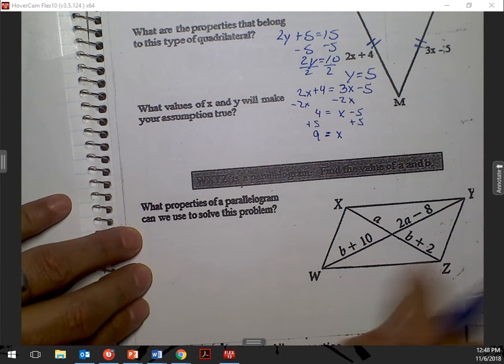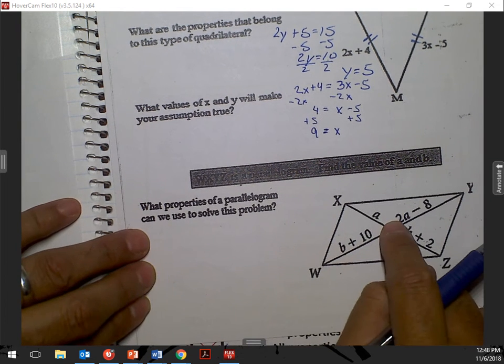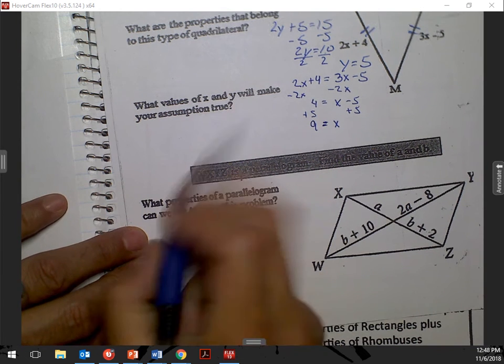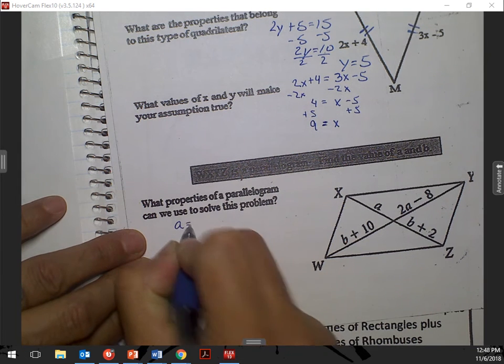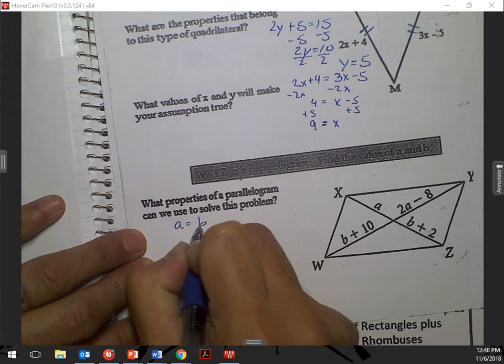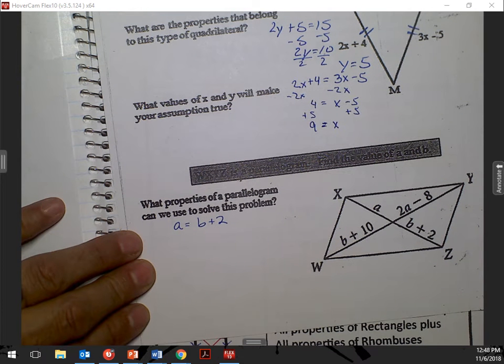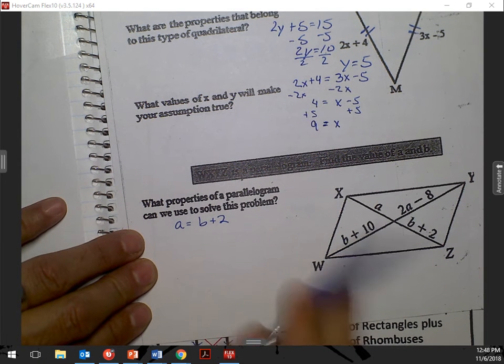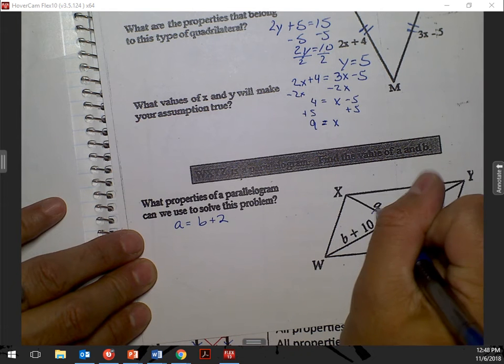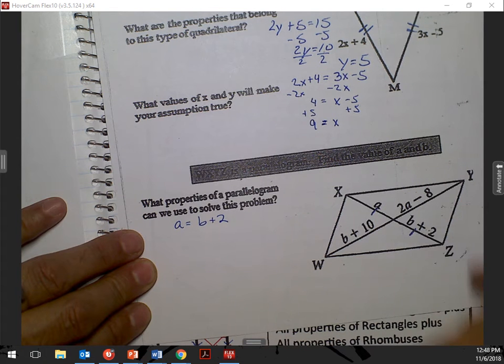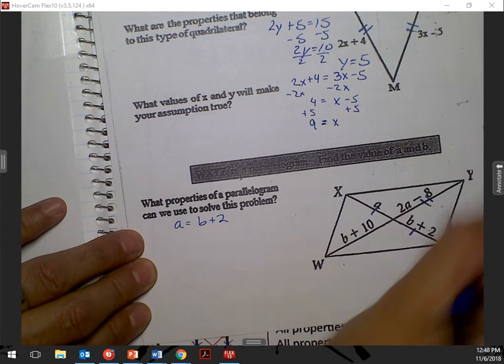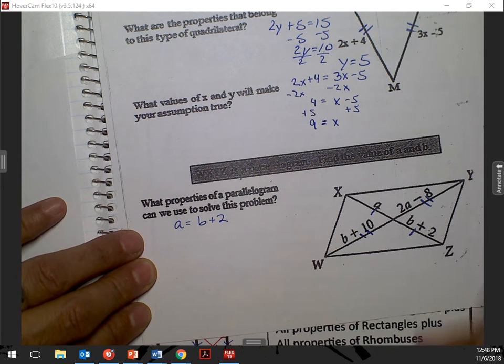Use that same information I have right there. So now I'm going to solve for this. I know that A equals B plus 2, right? Because I'm using these two right here. This one is congruent to this one, and this one is congruent to this one, because bisect means cut into two equal parts, right?